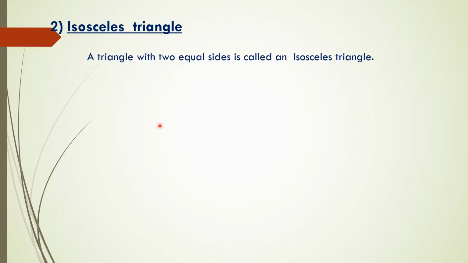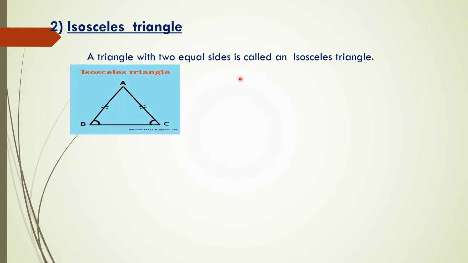And the second triangle name is isosceles triangle. A triangle with two equal sides is called an isosceles triangle. This is the triangle ABC, that is the isosceles triangle. In triangle ABC, the lengths of the two sides AB and AC are equal.